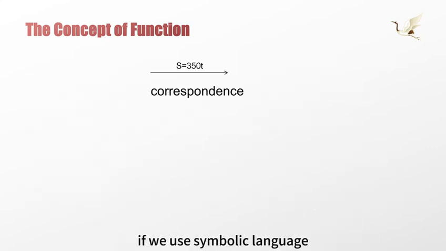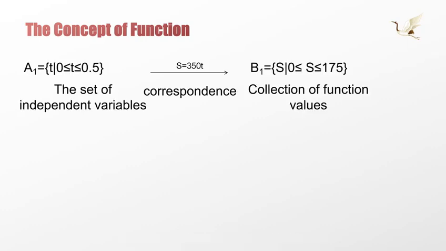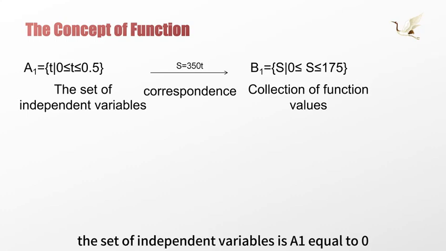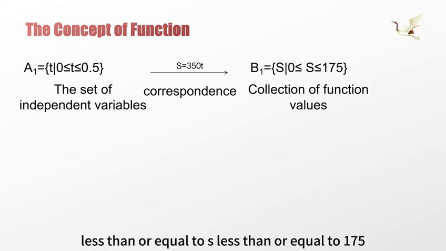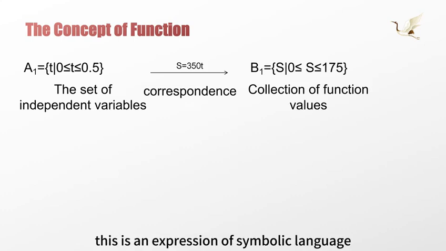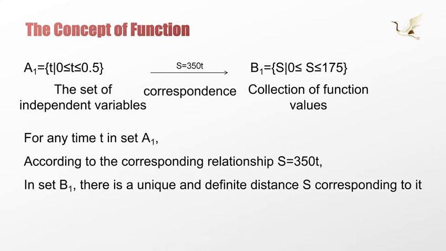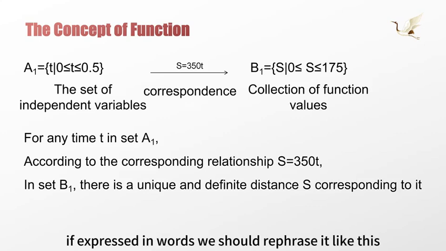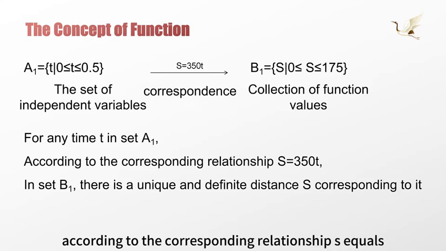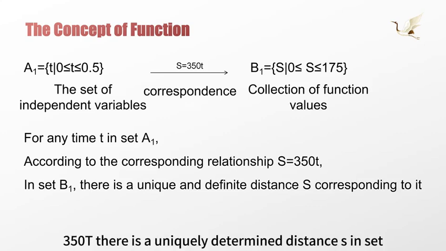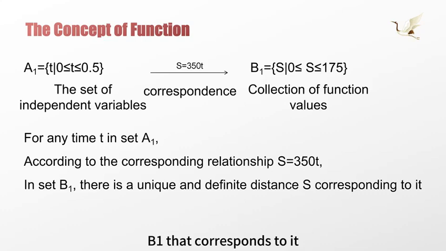If we use symbolic language to represent this correspondence, s should be equal to 350t. The set of independent variables is A1 equal to {t | 0 ≤ t ≤ 0.5}. The set of function values is B1 equal to {s | 0 ≤ s ≤ 175}. This is an expression of symbolic language. If expressed in words, we should rephrase it like this: for any time t in set A1, according to the corresponding relationship s equals 350t, there is a uniquely determined distance s in set B1 that corresponds to it.